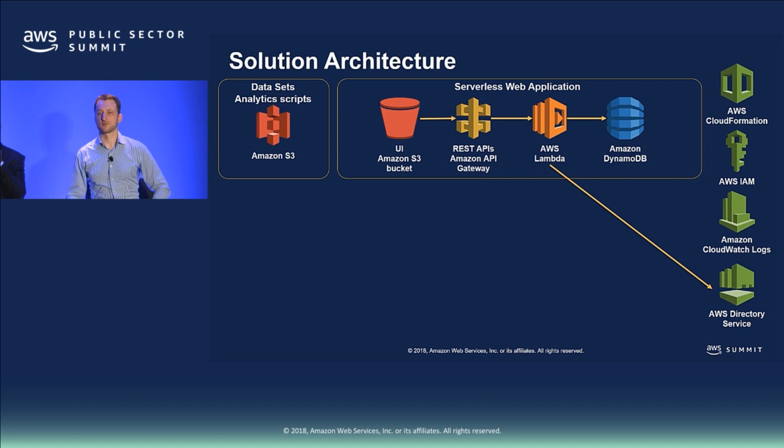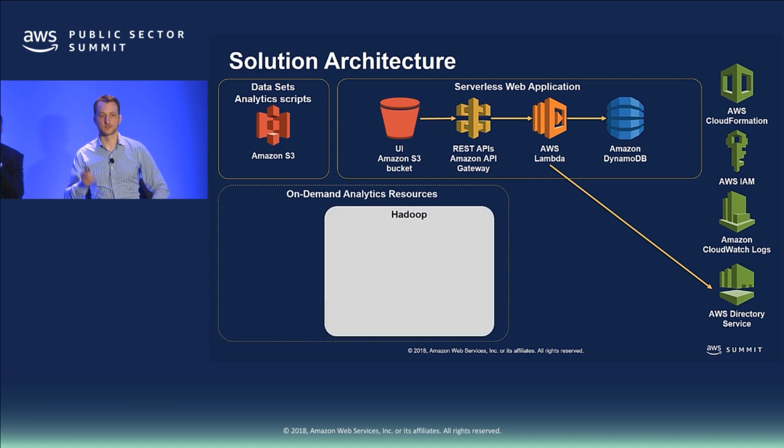Of course, we also use CloudFormation for automation of deployments, AWS IAM for restricting access to AWS infrastructure, as well as CloudWatch logs for logging, and AWS Directory Service to satisfy the need for LDAP security and permissions. Now, what is missing in this picture? We need on-demand infrastructure for the analytics job, right? So when the user selects the analytics job and runs it, here's what happens. We spin up resources on demand for this particular analytics job.